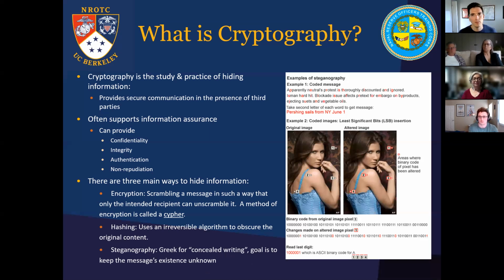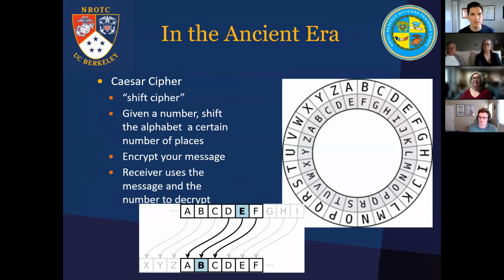So encryption and cryptography have been around for a very long time. One of the earliest examples, not the earliest, but pretty early on, was the Caesar cipher, also known as a shift cipher. So in this one, essentially you're just given a number, and that number is the distance by which you shift the alphabet in order to encrypt the message.